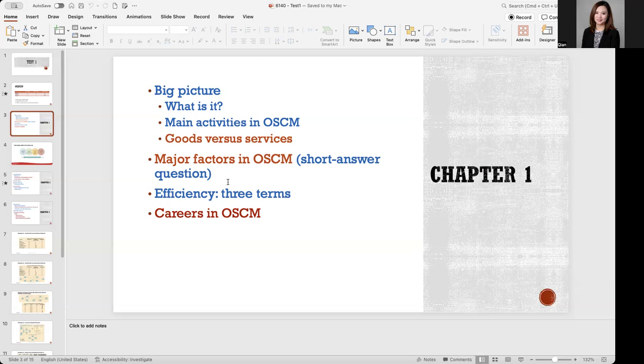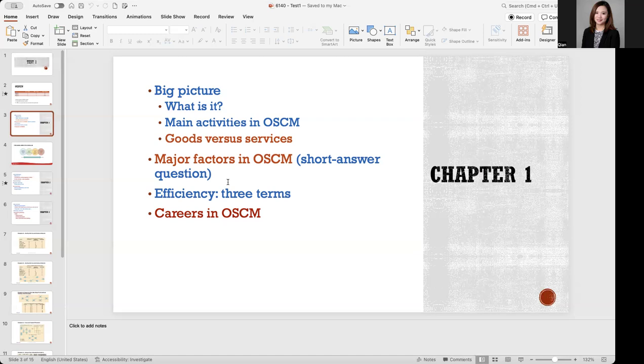And the last part you need to go over for chapter 1 is the potential careers in OSCM. It's also marked in red because I have more than 2 questions. So you need to take a look at all the potential jobs in OSCM, like project management, the COO, and others, and figure out what they are.